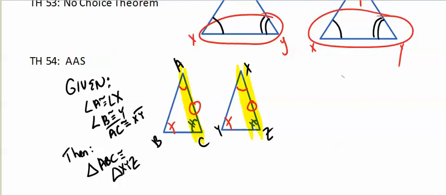And that would be the possibility in any proof that you have. You don't necessarily need to have the no-choice theorem. You can simply state angle-side-angle.